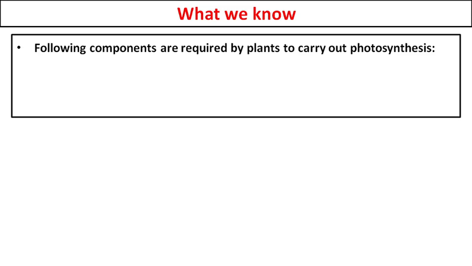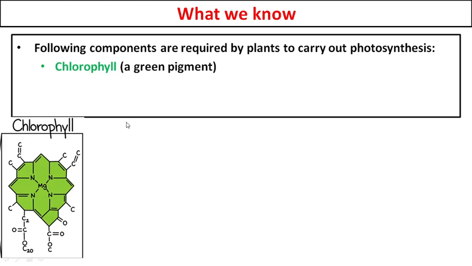So what do we know till now? You must have done some experiments or heard about it somewhere, or maybe even on the television, in those science programs, people do such kind of experiments to prove something, right? So what we know is following components are required by plants to carry out photosynthesis. Let us discuss all these components one by one. We know that the green part of the plant, the chlorophyll, which is a green pigment, is necessary for photosynthesis, right? So this here is the structure of chlorophyll.